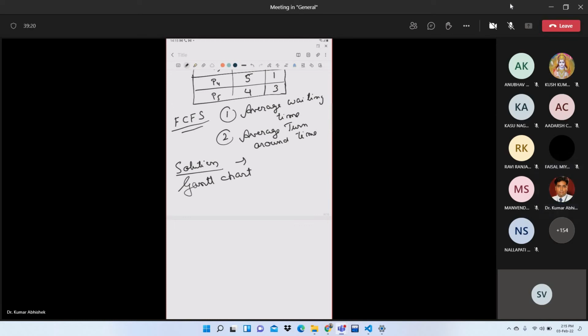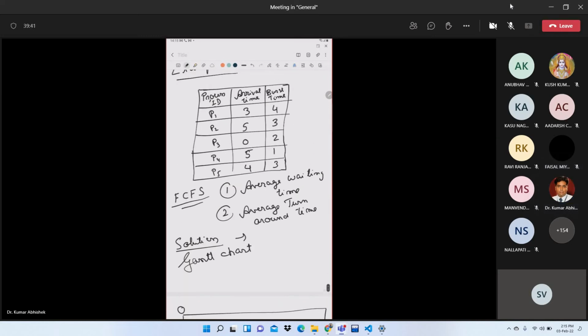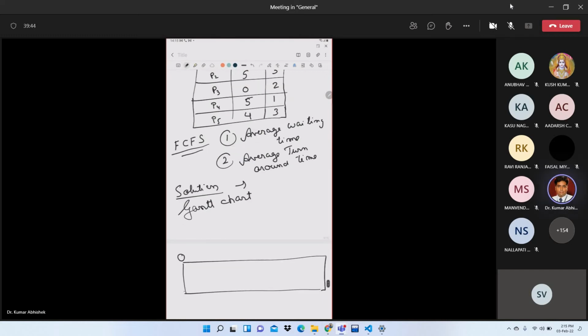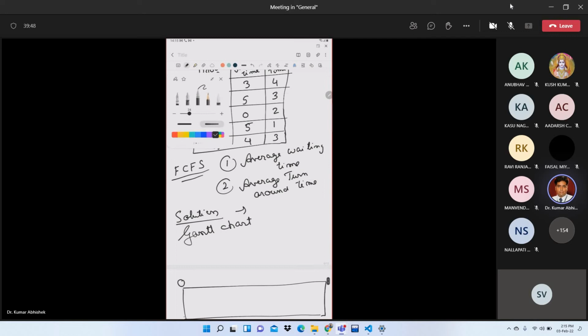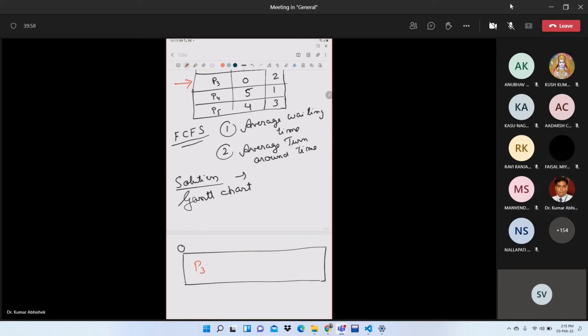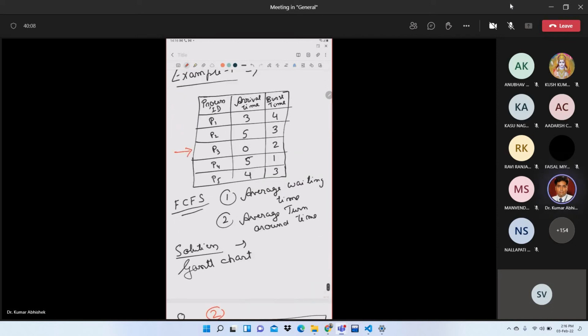Okay. Now see how this will be going on. So a Gantt chart is nothing but a timeline diagram like this. Okay. So at time 0, who is arriving? P3 is arriving at time 0. So we will write P3 over here. What is the burst time of P3? 2. So what happens at 2? See the arrival time. At 2, no one has arrived.